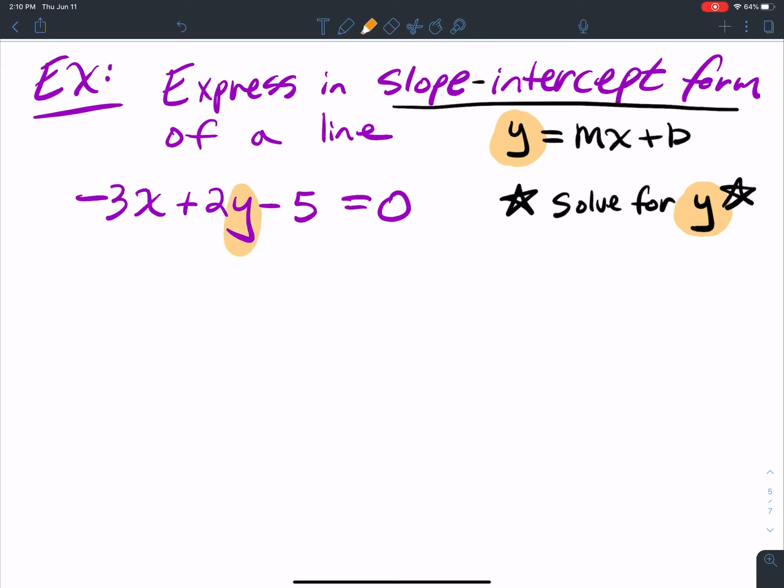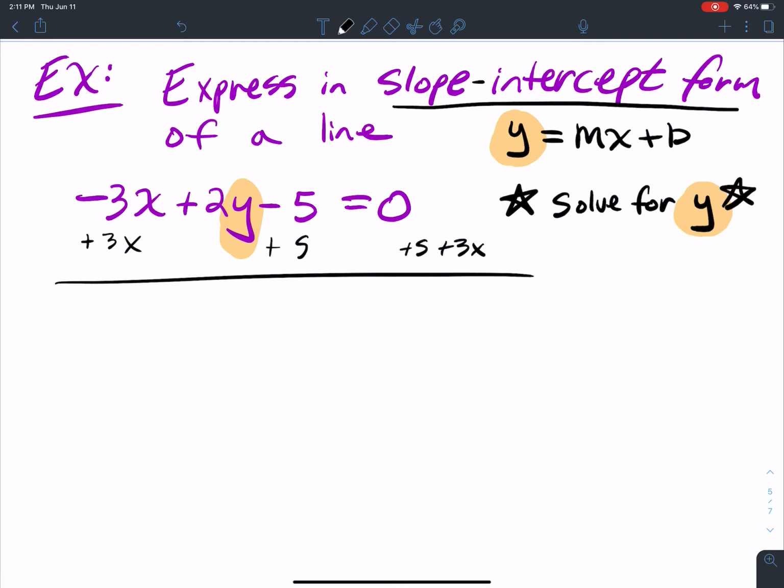So where's my y? First thing I do is I highlight it. Now I need to start moving the things that are in the wrong spot. So opposite of subtracting 5 is adding 5. Opposite of subtracting 3x is adding 3x. So plus 3x and plus 5. And so what does this get me? This leaves me with 2y equal to 3x plus 5.